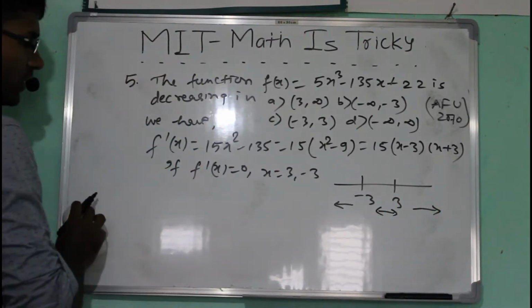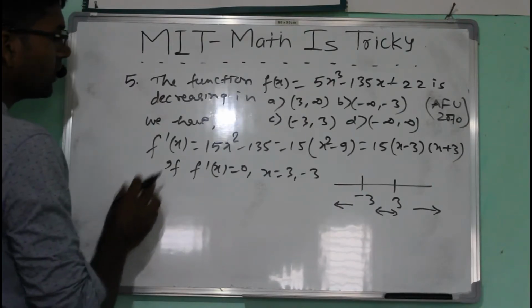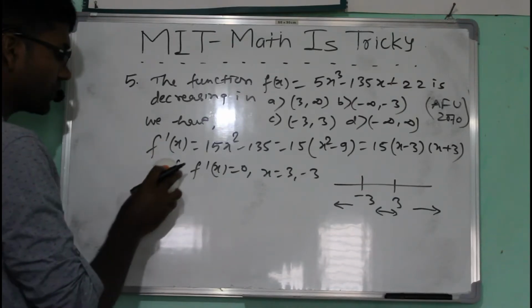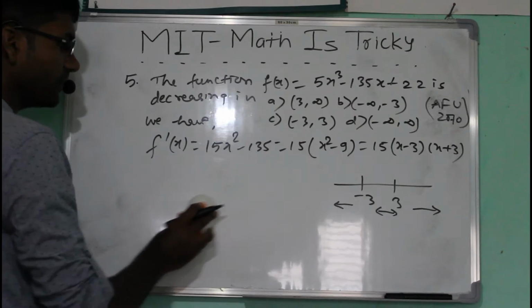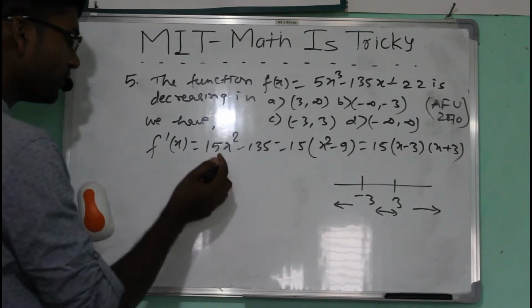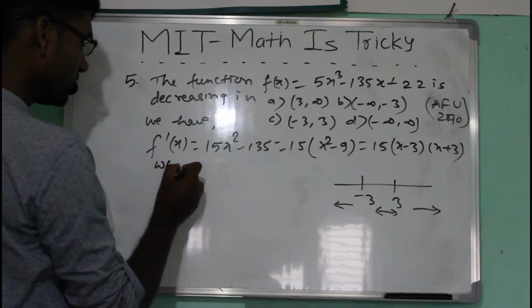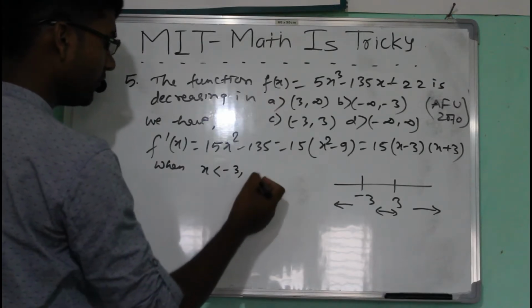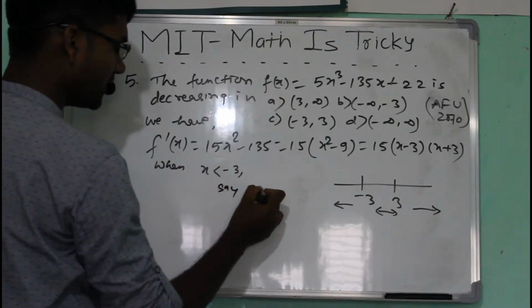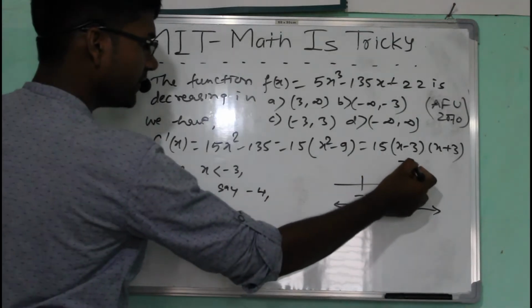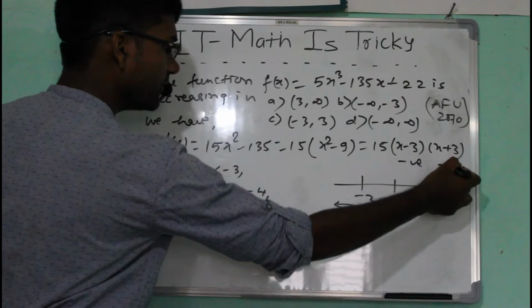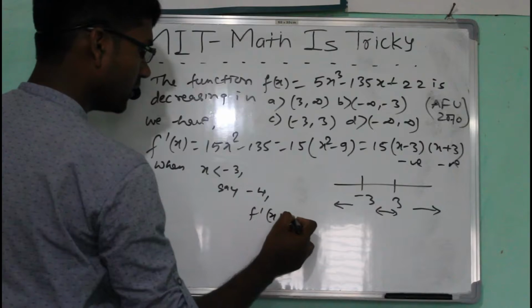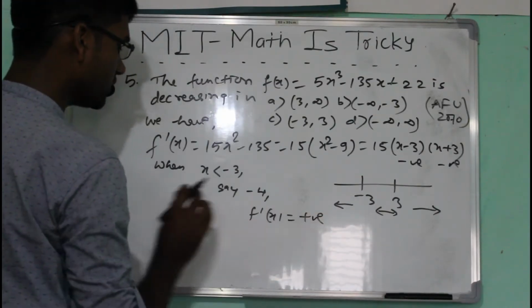Now we'll check all of them one by one. For a decreasing interval, f' must be negative. So for which interval do we get negative? First, when x is less than -3, let's take any value, say -4. This will be negative, and this is also negative, so the answer will finally be positive. So f'(x) will be positive, so it is increasing. This is not our answer.